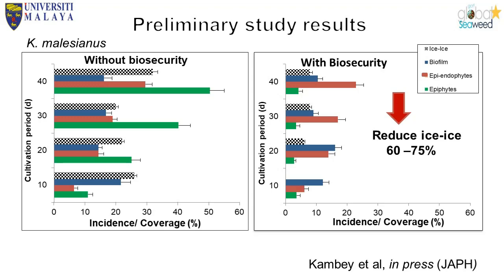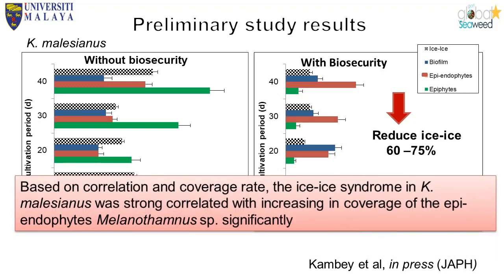Macroalgae epiphyte shows a significant decrease in the farm with biosecurity, while biofilm was associated with epiendophyte coverage. Based on correlation rate, the ice syndrome in Kappaphycus malesianus was strongly correlated with the epiendophyte identified as Melanothamnus species.